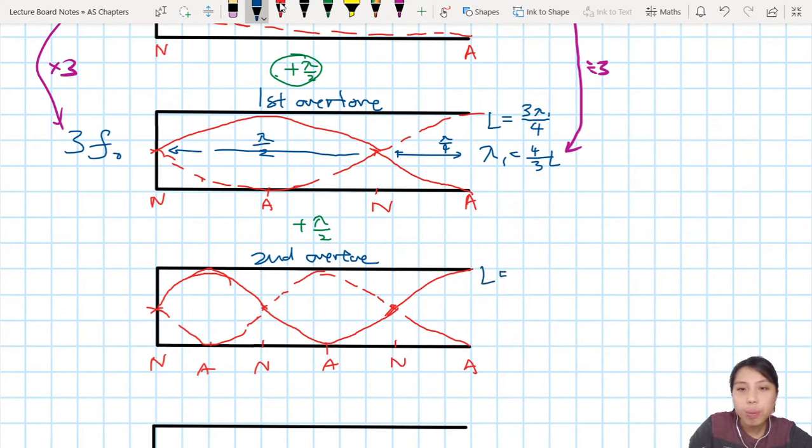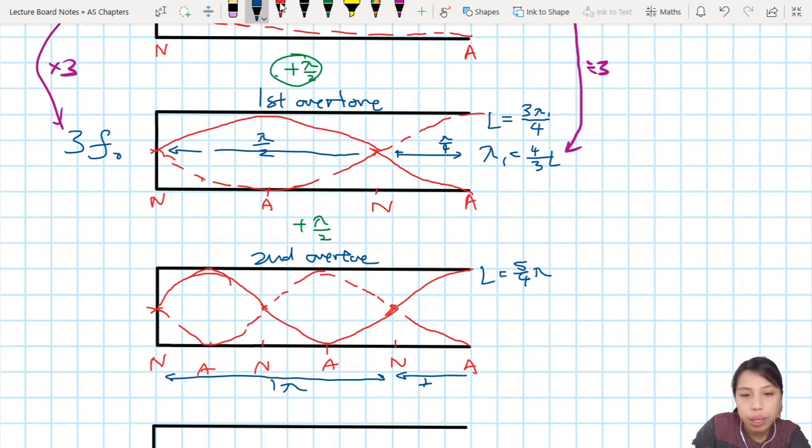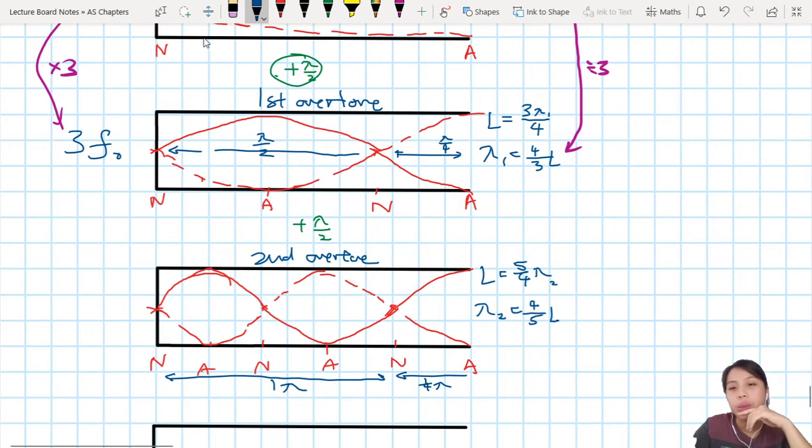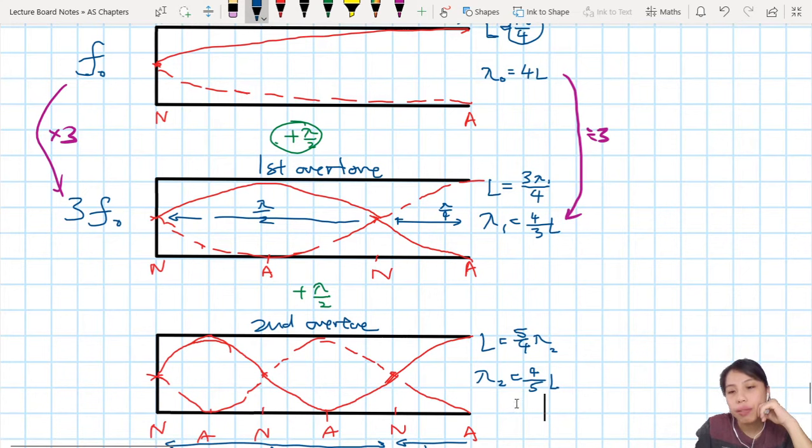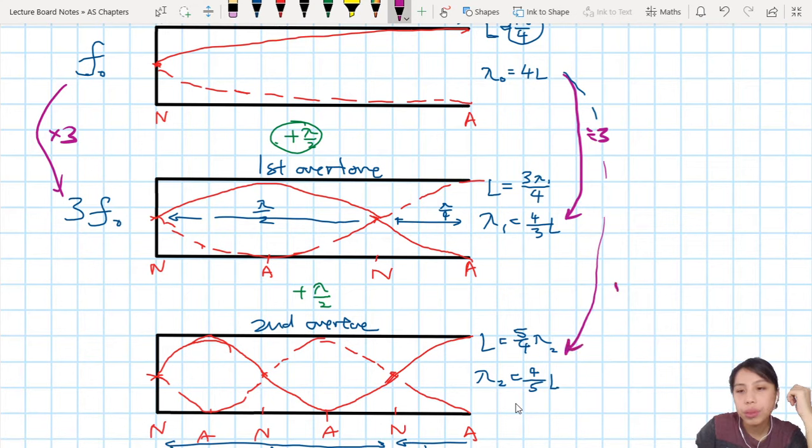Your length now, you 3 over 4 plus half again, then you will get 5 over 4 now. Okay, or you can think of here to here is one full wavelength, here to here is quarter wavelength. So 1 plus 1 over 4 is 5 over 4. You can also think of it that way, which means your wavelength lambda 2 is 4 over 5 L. Oh, you see the pattern? 4 divided by 5 become that one. So the next step up, you have to divide by 5 already. Oh, interesting. Divide by 3, divide by 5. Is it odd number? Or pattern emerging?